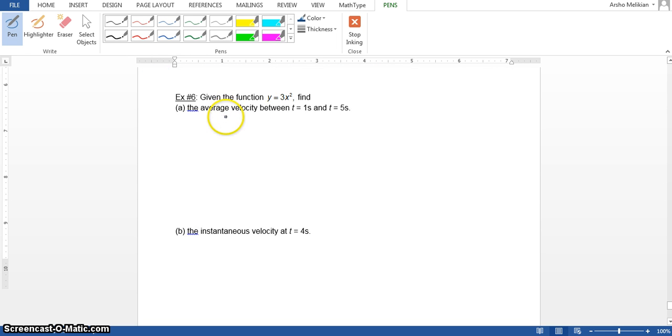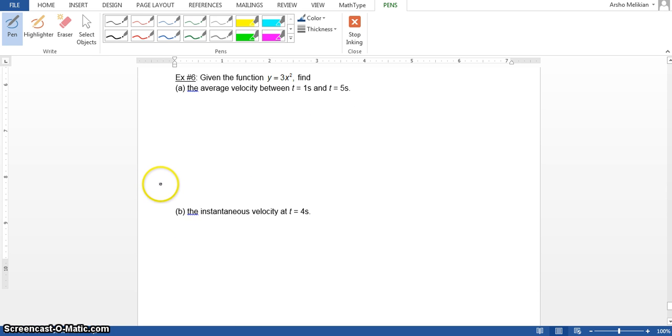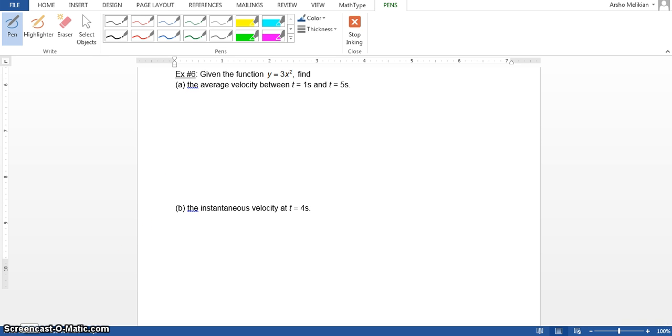Okay? All right. Given the function here, find the average velocity between t equals 1 second and 5 seconds. So this is one that combines everything that we've done. So now we need the average velocity. What was the formula for average velocity? It's f of b minus f of a, over b minus a. So here v average is f of 5 minus f of 1 over 5 minus 1.